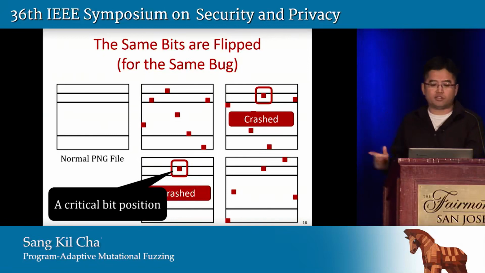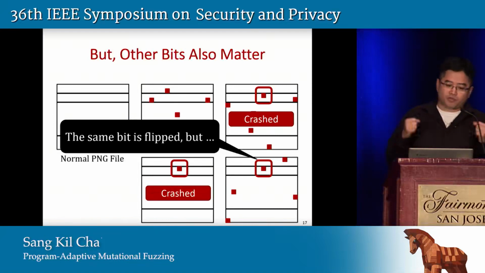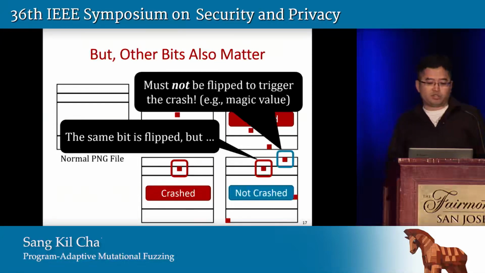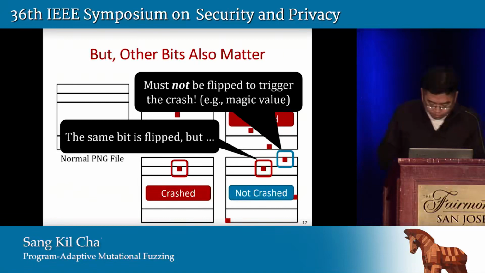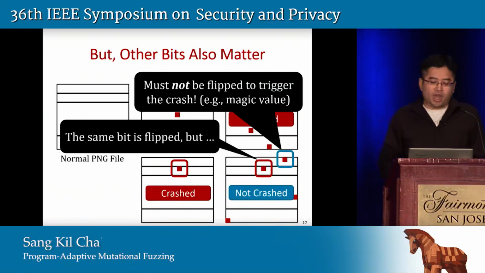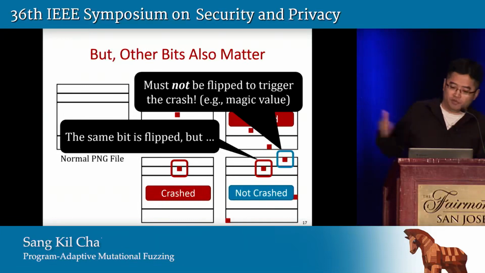However, when you look at the last test case that we generated, this input also has exactly the same flipped bit position, but this input does not crash the program. The reason is because there are other bit positions that must not be flipped to trigger the crash. For example, in this particular case, we flipped a bit from the magic value of the PNG. And since we modify the magic value of the PNG file, no matter what value you have in this input, it will be rejected from the program because the program will think that this is not a valid PNG file.